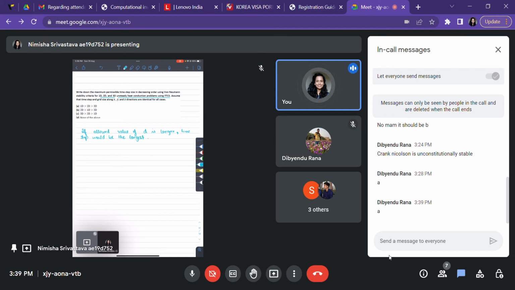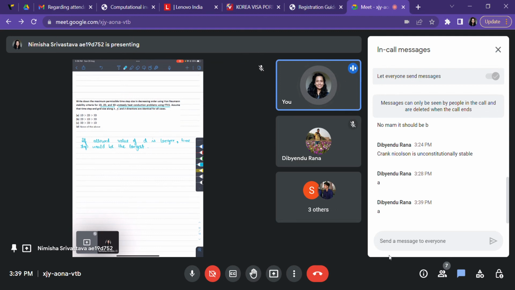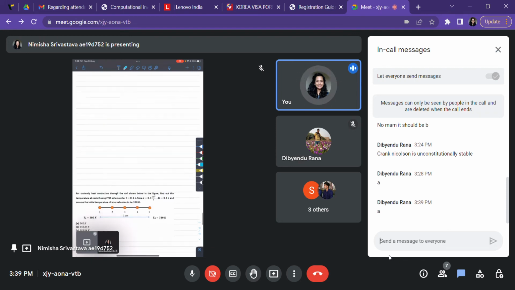It's A. So in this case, A is the right answer because the D for 1D is 0.5, for 2D the allowed D is 0.25, and for 3D it is 0.167. Therefore, this is the right answer. Now the time step for the 1D case would be the largest, since the allowed value is the largest.